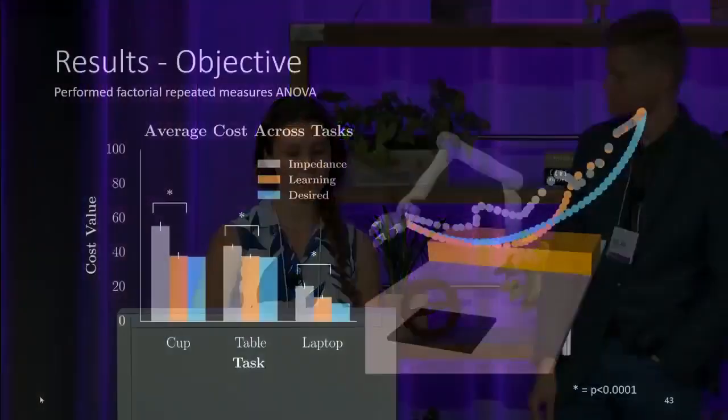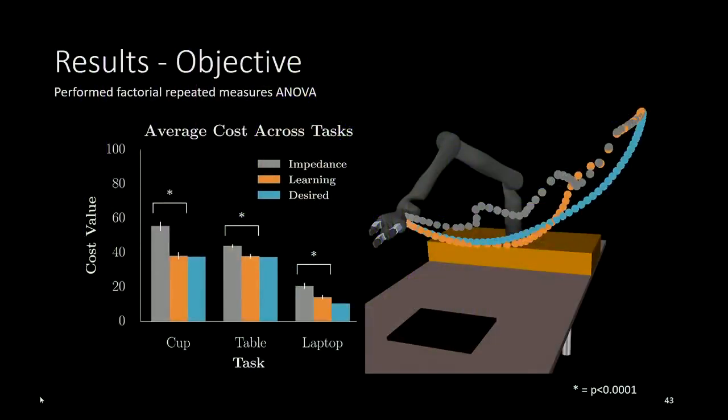So we analyzed the results from these experimental tasks. We split it into objective and subjective metrics. In the objective metrics, we looked at the average cost across tasks and found that across all 3 of our experimental tasks, when the robot was actively learning, compared to the impedance, it decreased the average cost significantly.